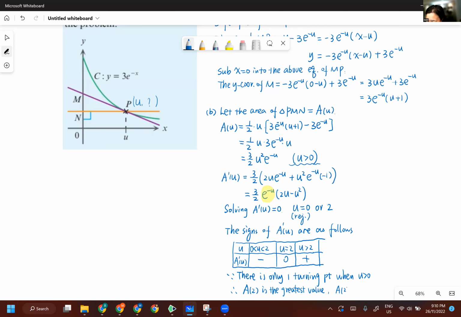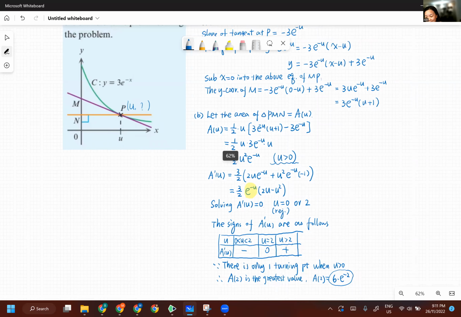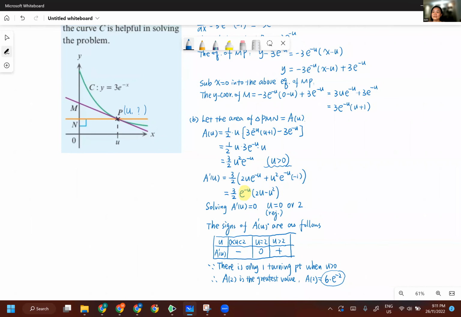And A2 equal, I just found out, A2 equal 3 times 6 times e to the power negative 2. And this is my answer, the greatest area for this triangle. Is it fine? You still follow?